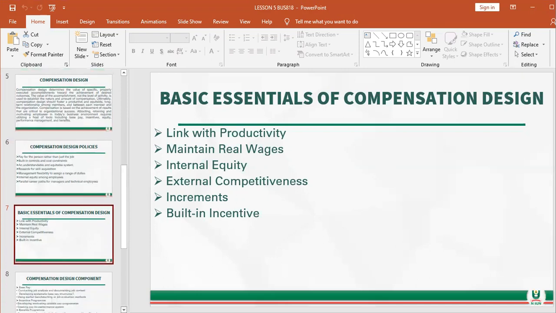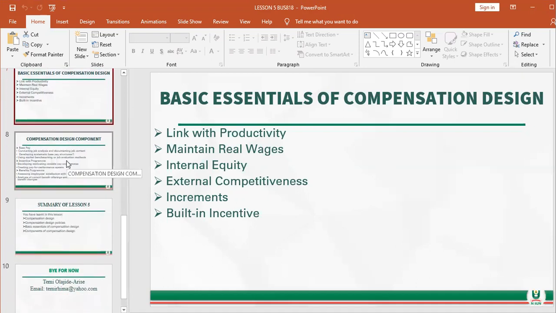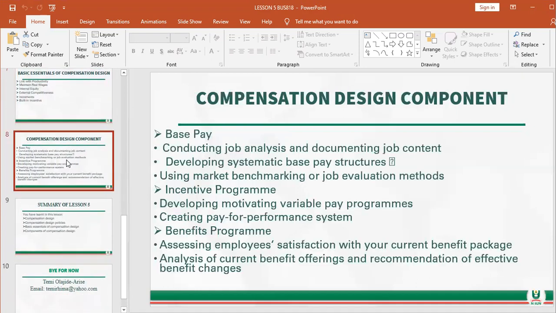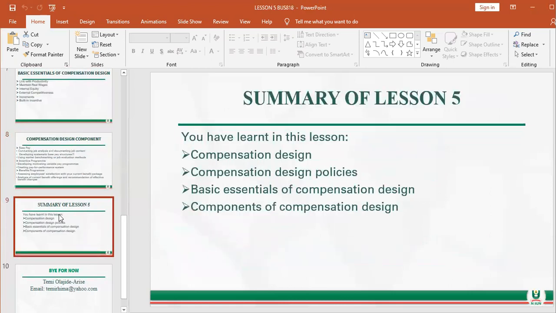Then we also talked about the compensation design components, and we said we had three major components, which are the base pay, incentive program, and benefit programs. We spoke about all this. So the summary of this lesson, basically, we should learn compensation design policies, the basic essentials of compensation design, and lastly, components of compensation design.